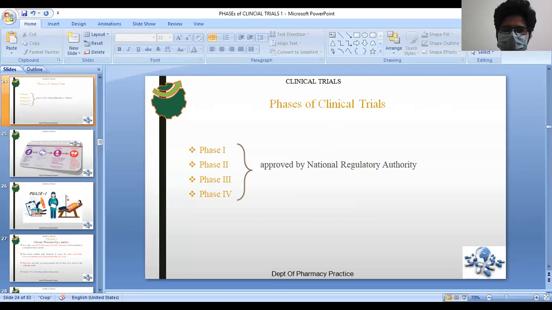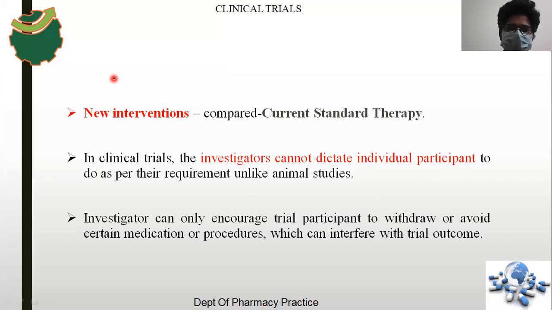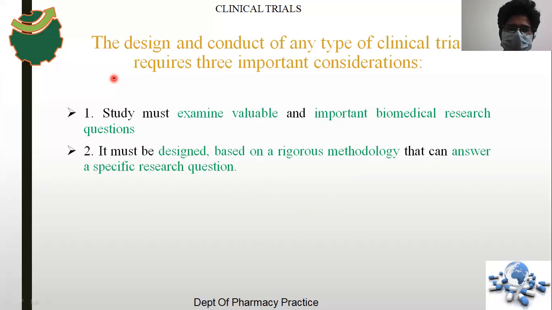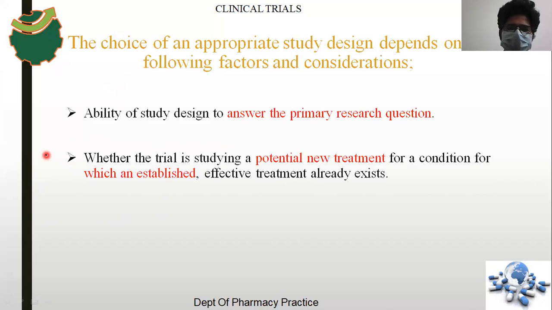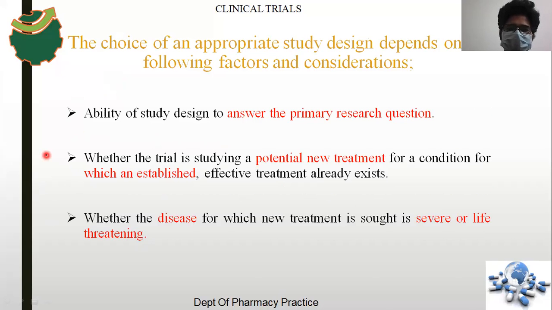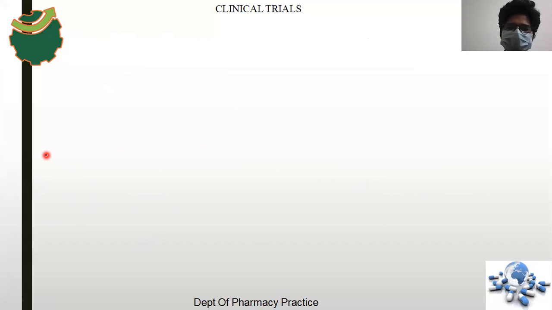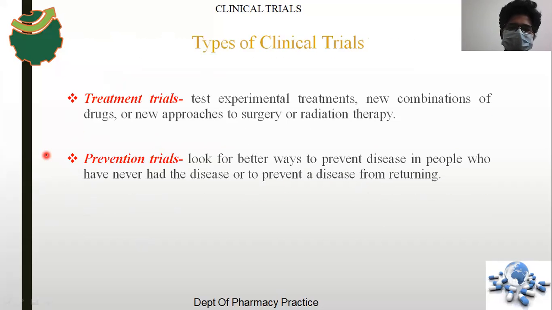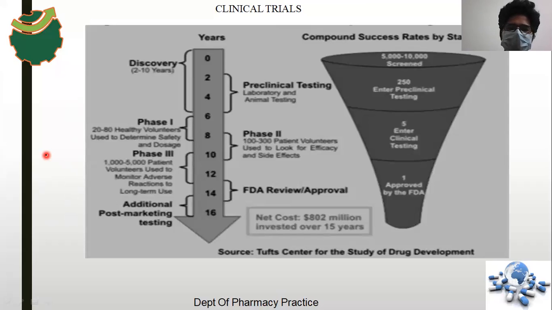And next, we've seen the types of clinical trials. This must be the basic principal consideration requirements whenever you're going to do clinical trials, and the factors to be considered before designing a clinical trial. Next, we have seen the types like treatment trials, prevention trials, diagnostic trials, screening trials, prophylactic trials, quality of life trials, and this is an overall picture of the clinical trial phases we have discussed already.